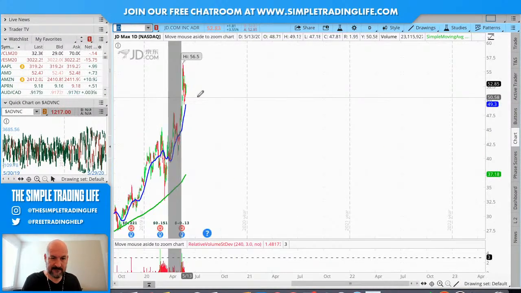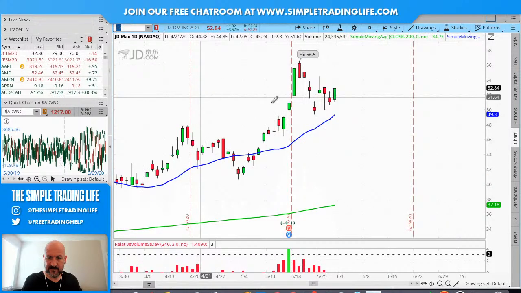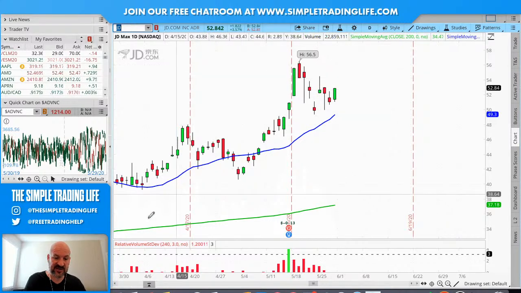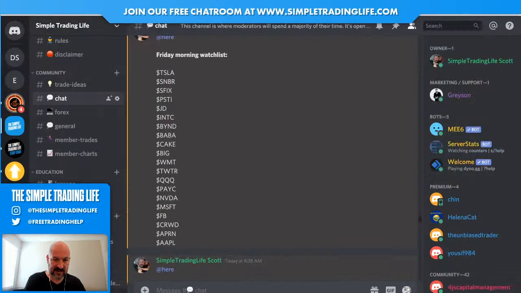All right, JD, just barely taking the top out. It's still actually trying to go up. So the trigger was at 52.50, and it's only been as high as 52.88, but still moving that direction. So that's only 38 cents. Again, that's nothing. Nothing that would make you a whole lot of money.